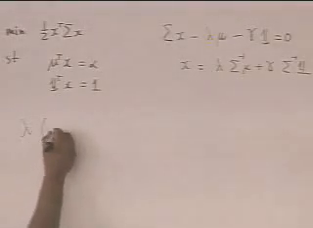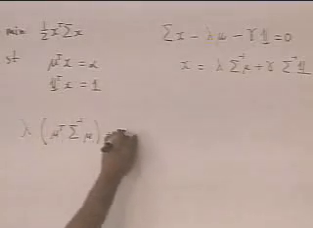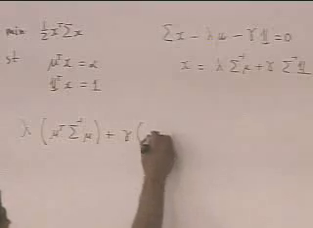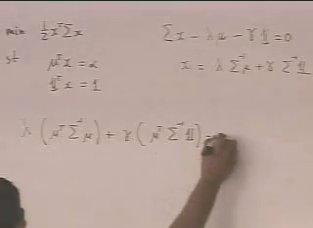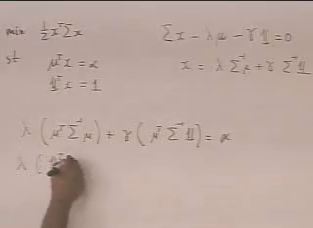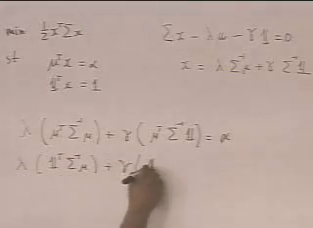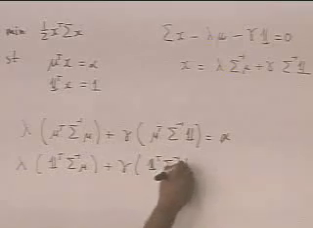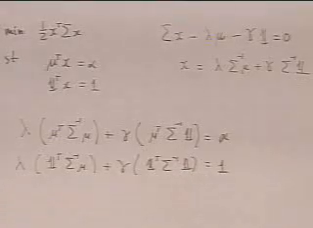Lambda times mu transpose sigma inverse mu plus gamma times mu transpose sigma inverse of 1 is equal to alpha. Lambda times 1 transpose sigma inverse mu plus gamma times 1 transpose sigma inverse 1 is equal to 1. I just plug that into those expressions there.